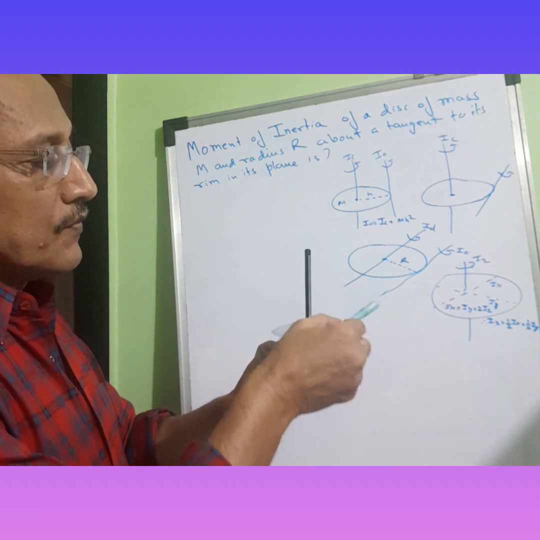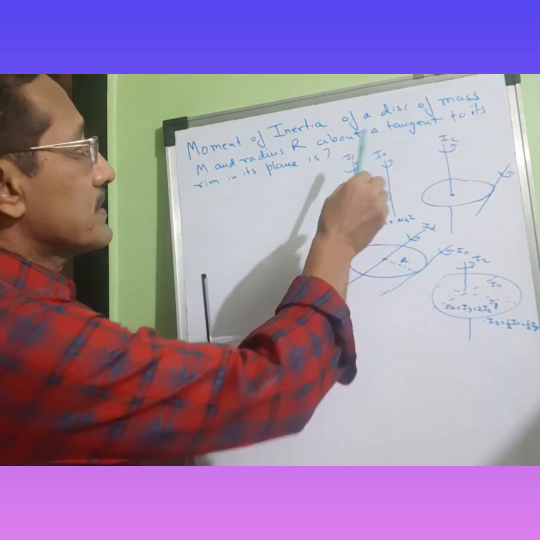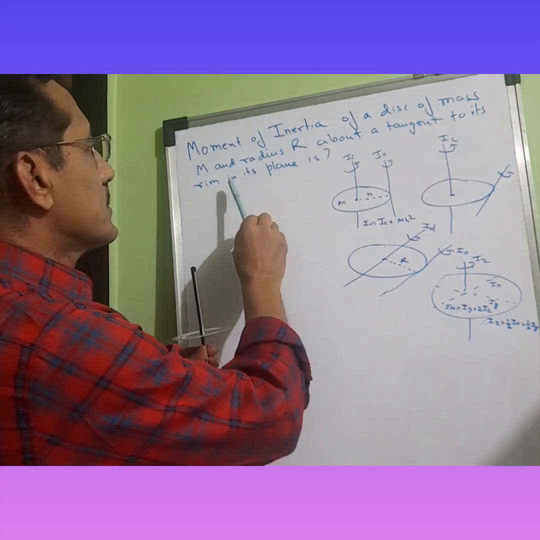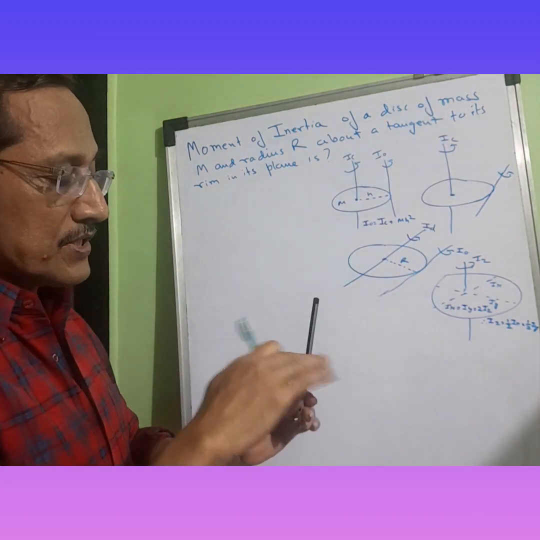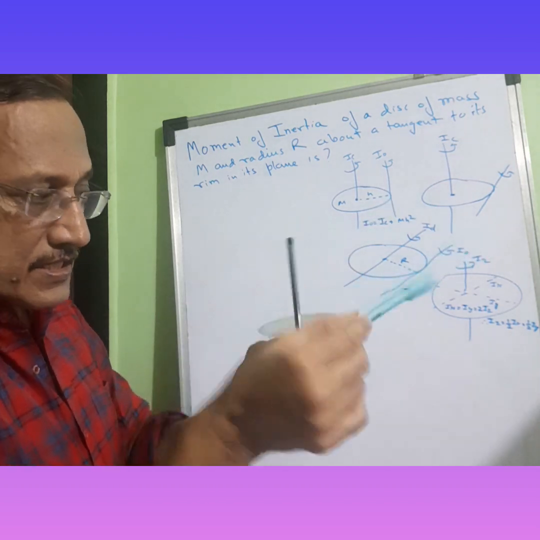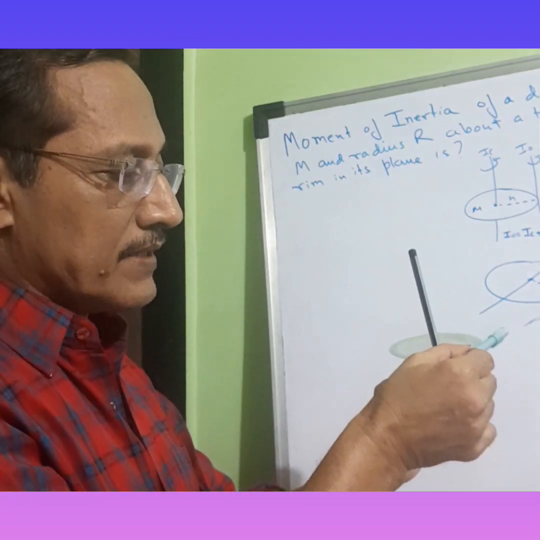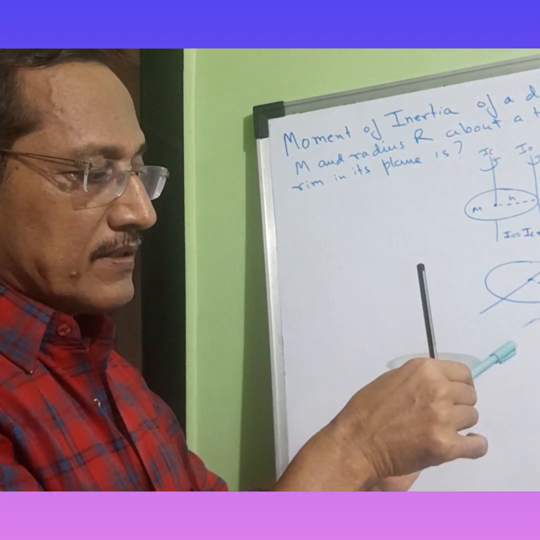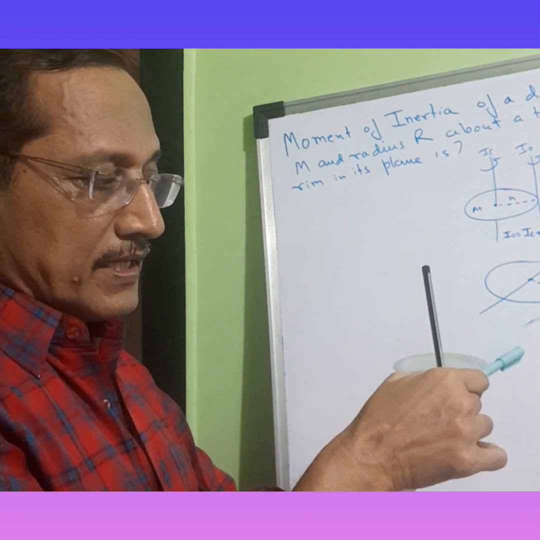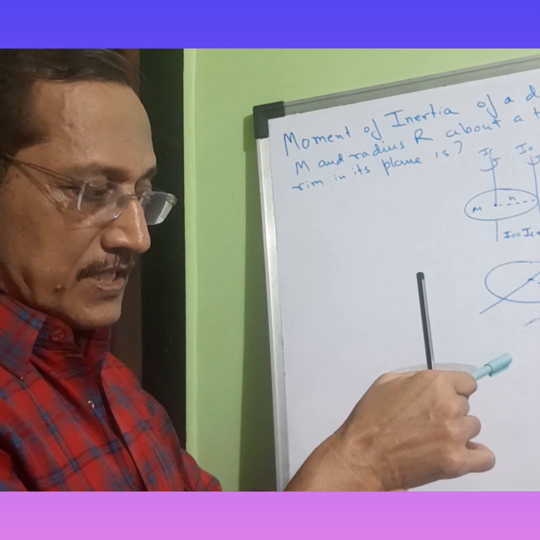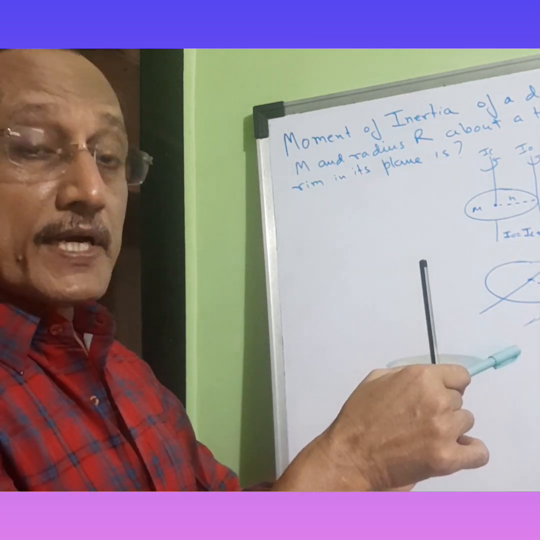But now what we intend to find is this. It is tangent to its rim and in its plane. So this is the plane. So it is tangent and it's in its plane. Alright, not normal to the plane, but in its plane. So this is what the situation is. So how can we do it?